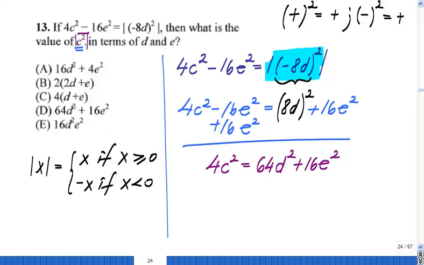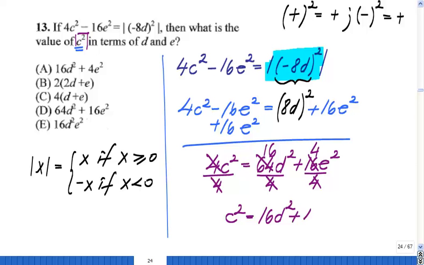Now, because I need to find the value of c squared, I have to divide everything by 4. Make sure you divide every term by 4, right? 4 by itself is 1, c squared, the value that I'm looking for, equals 64 divided by 4, which is 16d squared, plus 16 divided by 4 is 4, plus 4e squared. And this is the expression I'm looking for, trying to find the value of c squared. Well, here it is, 16d squared plus 4e squared.